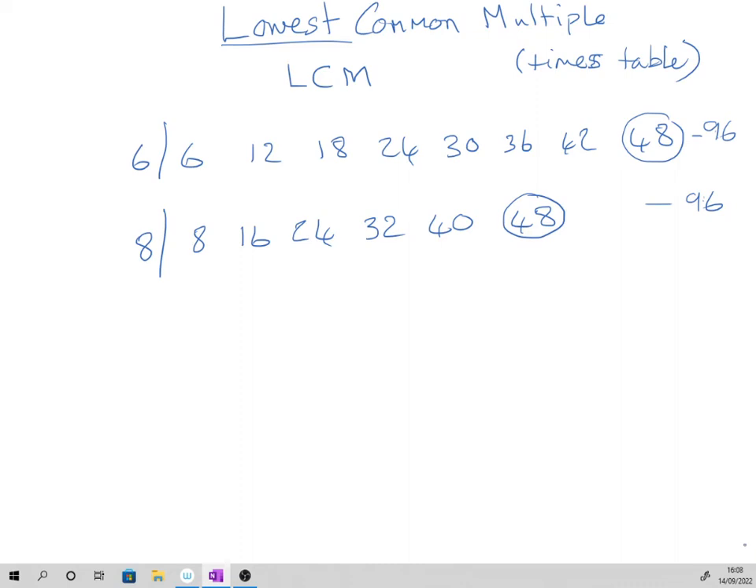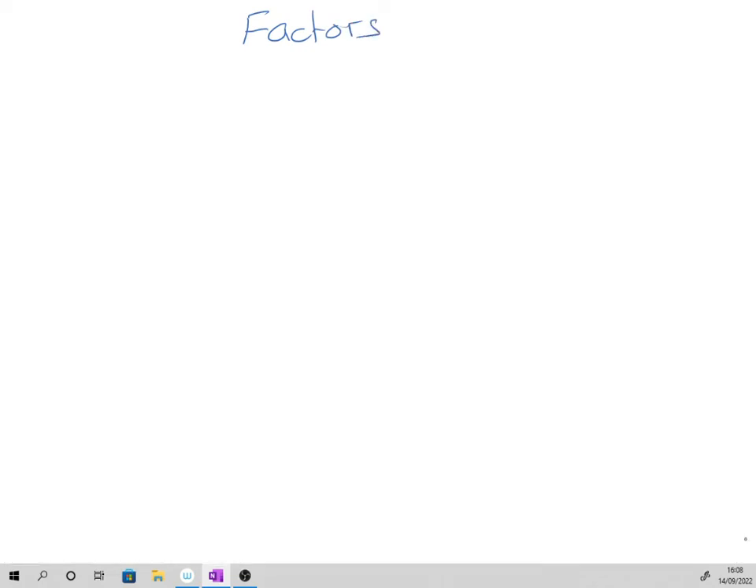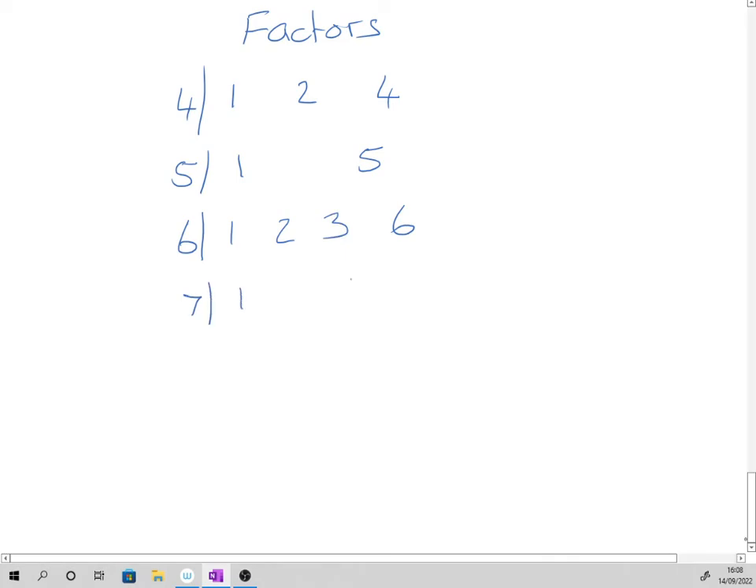Now, common multiples and factors. So let's go back to factors. Factors are all the numbers that multiply together to make another one. So if we list the factors of 4, it's 1 times 4 and 2 times 2. The factors of 5 are 1 times 5. The factors of 6 are 1 times 6 and 2 times 3. The factors of 7 are 1 times 7.